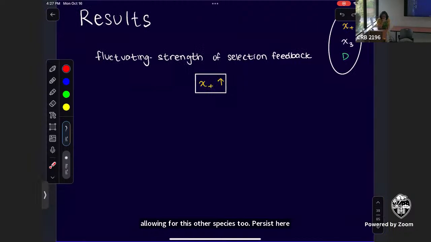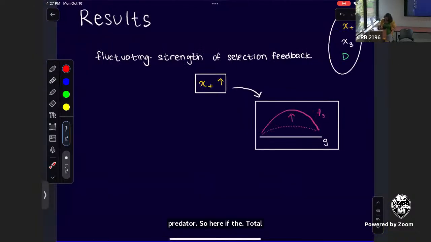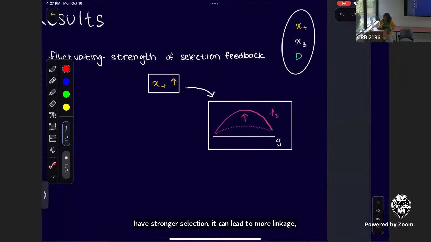So what's happening with this other feedback here? This one I think is maybe more interesting. We call this the fluctuating strength of selection feedback. This is a feedback between the total prey, the total predator, and then the linkage within the predator. So here, if the total prey species goes up, that leads to a sharper selection gradient. With the sharper selection gradient, if you have stronger selection, it can lead to more linkage disequilibrium. It kind of combats recombination.